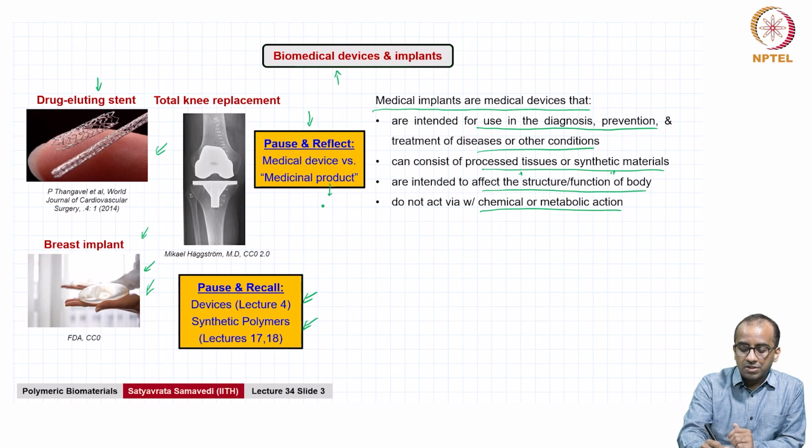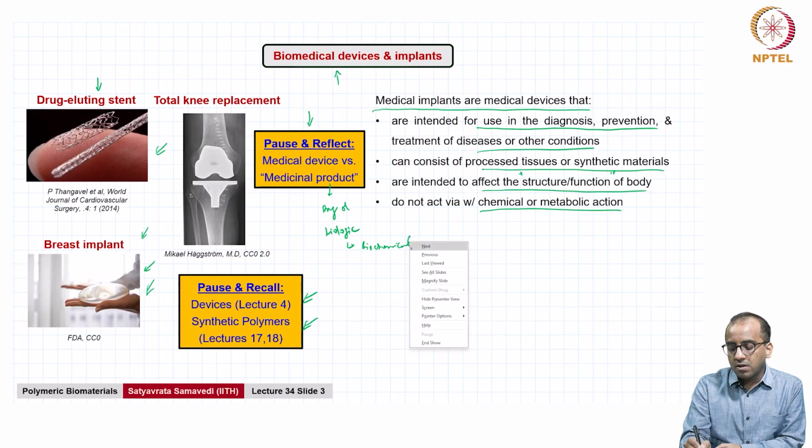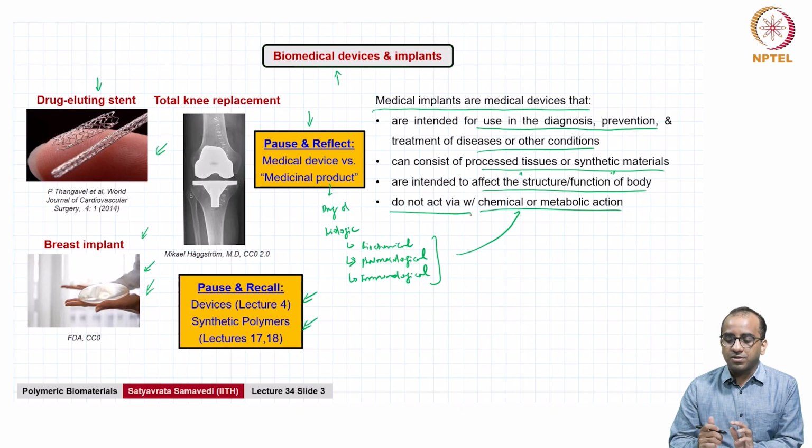Whereas a medicinal product such as a drug or a biologic is going to exert its effects through biochemical means, or pharmacological, of course, or immunological. So that's what we mean here when we say chemical or metabolic action. So the medical device itself will not act this way. At least the primary intent is not this.